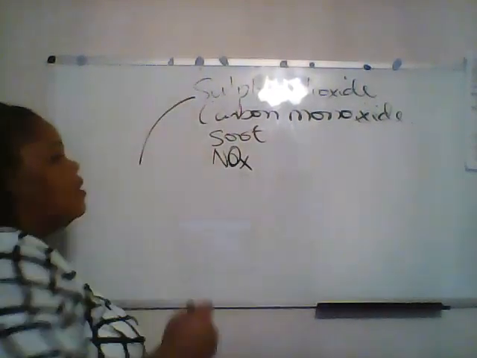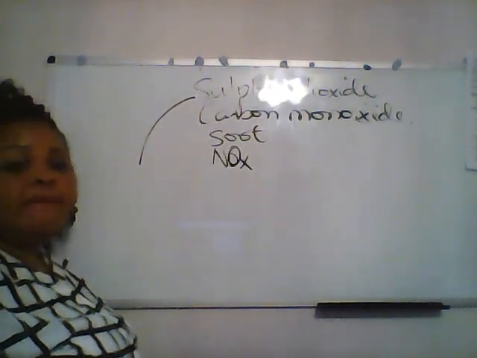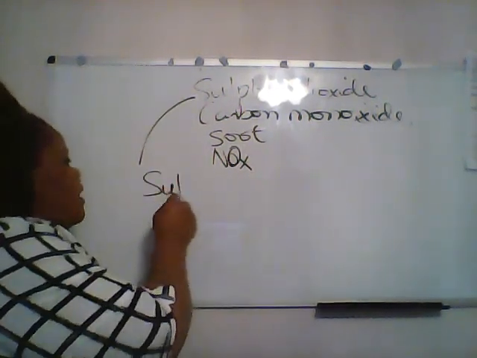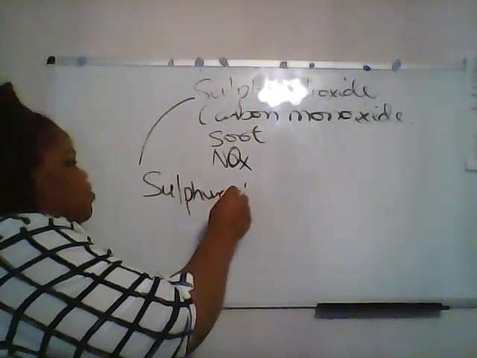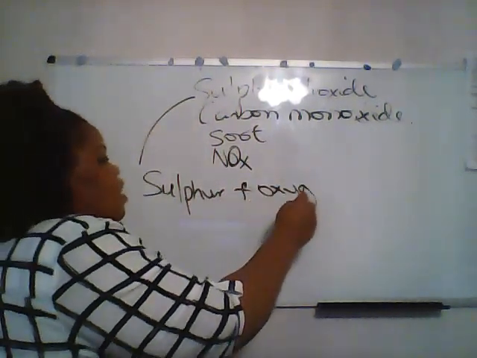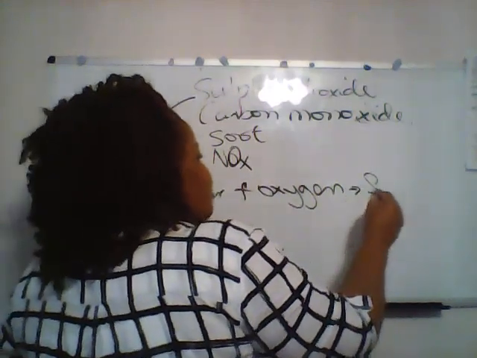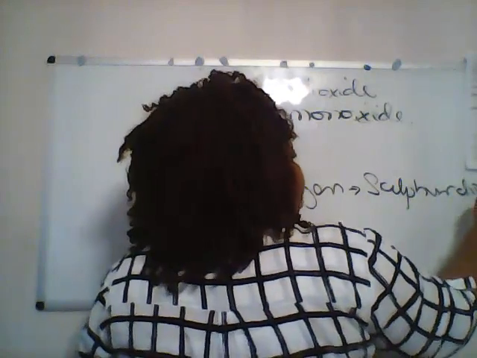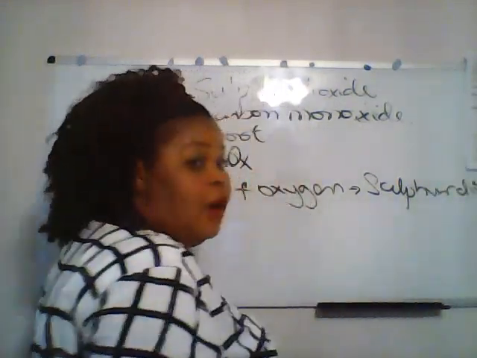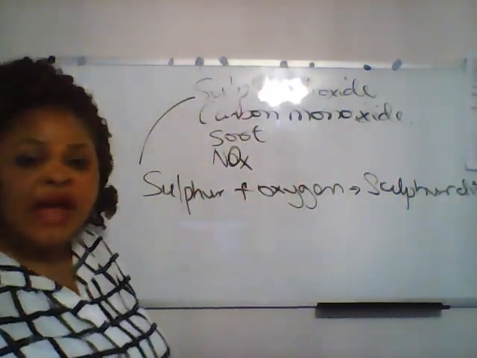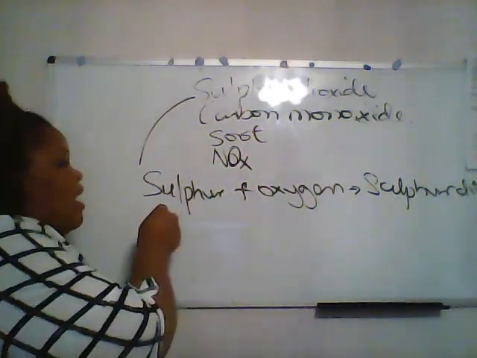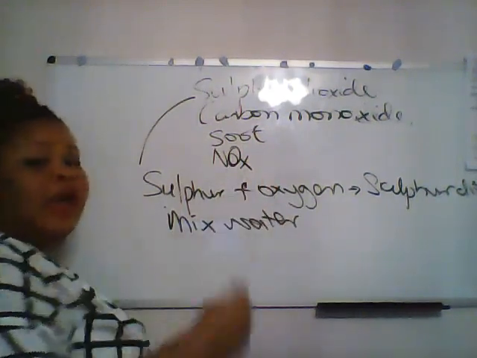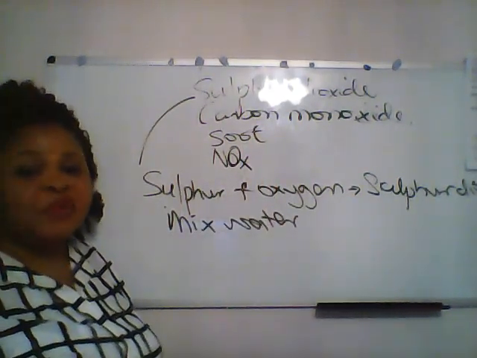Now, when fossil fuels are burnt, sulfur is given off. Sulfur reacts with oxygen to give sulfur dioxide. Okay, that is how it is formed. How does it impact the environment? Sulfur dioxide mixes with water in the atmosphere and falls as acid rain.